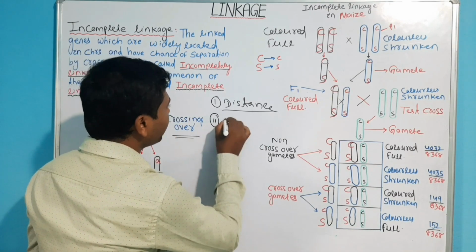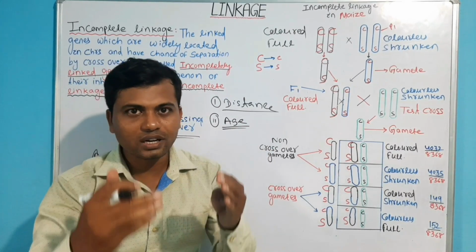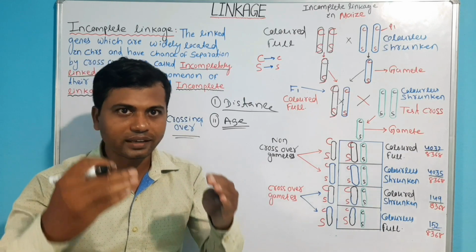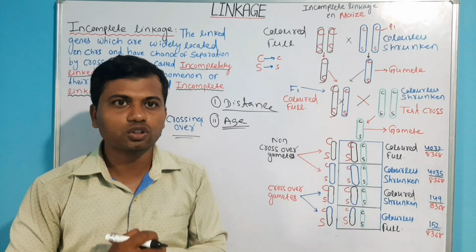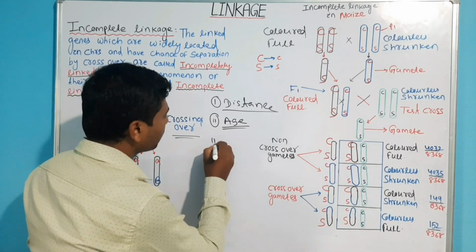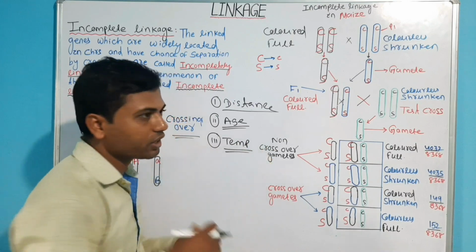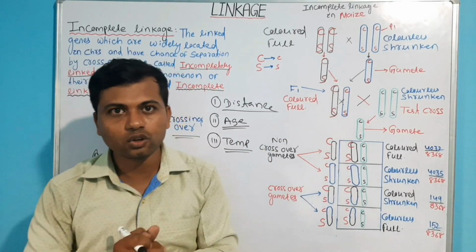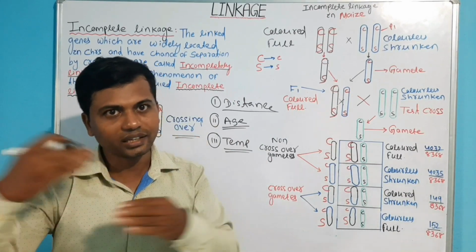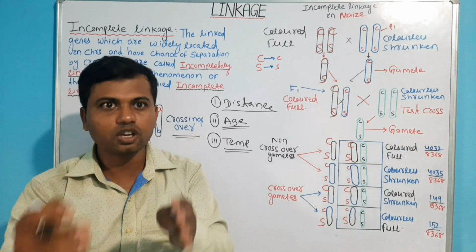Our next factor is age. The age is directly proportional to the linkage. With an increase of age, the strength of linkage increases and the strength of crossing over decreases. Then our next point is temperature. The temperature is inversely proportional to the strength of the linkage, because when the temperature increases, the chance of crossing over increases and the chance of linkage decreases.